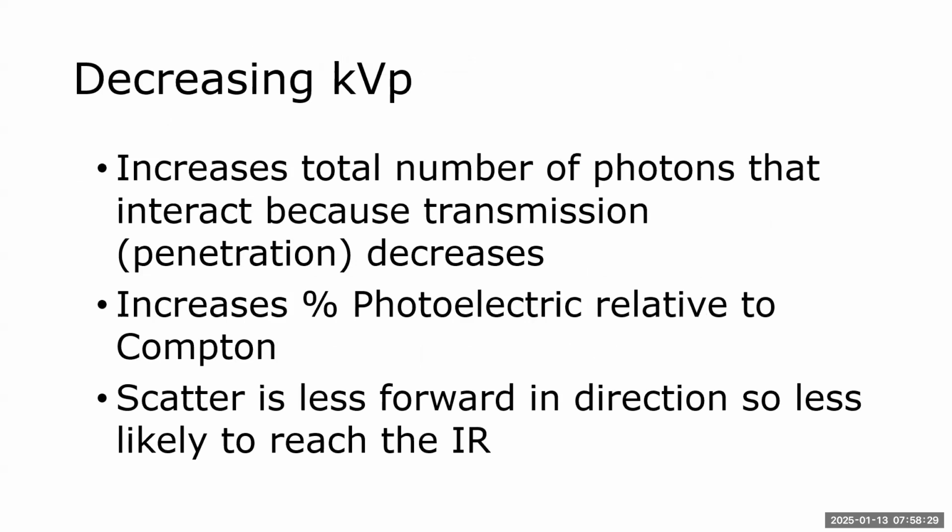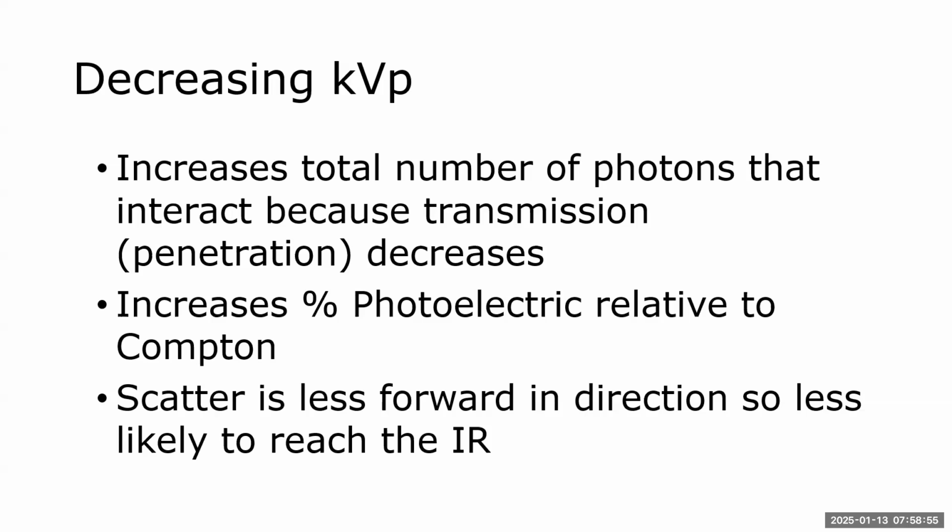Now let's look at the opposite. So we've been talking about increasing kVp. Let's talk about decreasing kVp. Decreasing kVp increases the total number of photons that interact because transmission or penetration decreases overall, in general. Relative to each other, you're going to have an increase in the percentage of photoelectric relative to Compton.